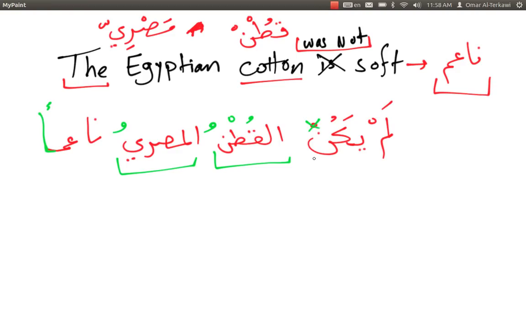The sukun drops, becomes kasra. لم يكن القطن المصري ناعما. The Egyptian cotton was not soft. لم يكن القطن المصري ناعما. The Egyptian cotton was not soft.